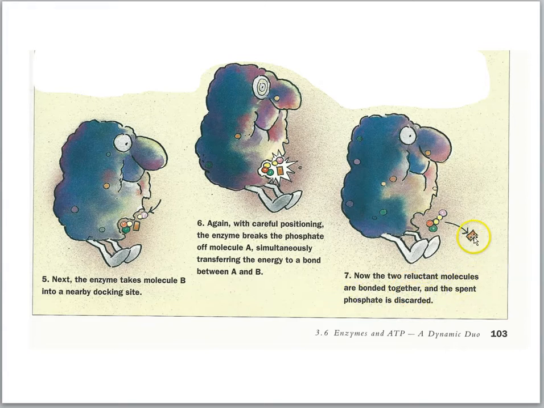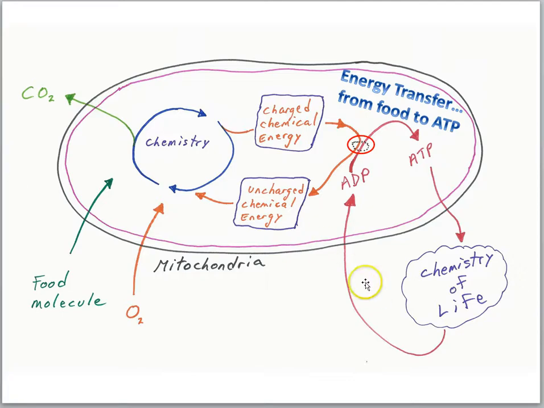Now the spent phosphate will have to go back into the mitochondria, and it'll be floating around in the mitochondria ready to be attached to an ADP molecule to recharge the ADP to make a new ATP molecule, which then leaves the mitochondria, and the cycle goes round and round. So the mitochondria continually produces ATP molecules so that the chemistry of life can occur.